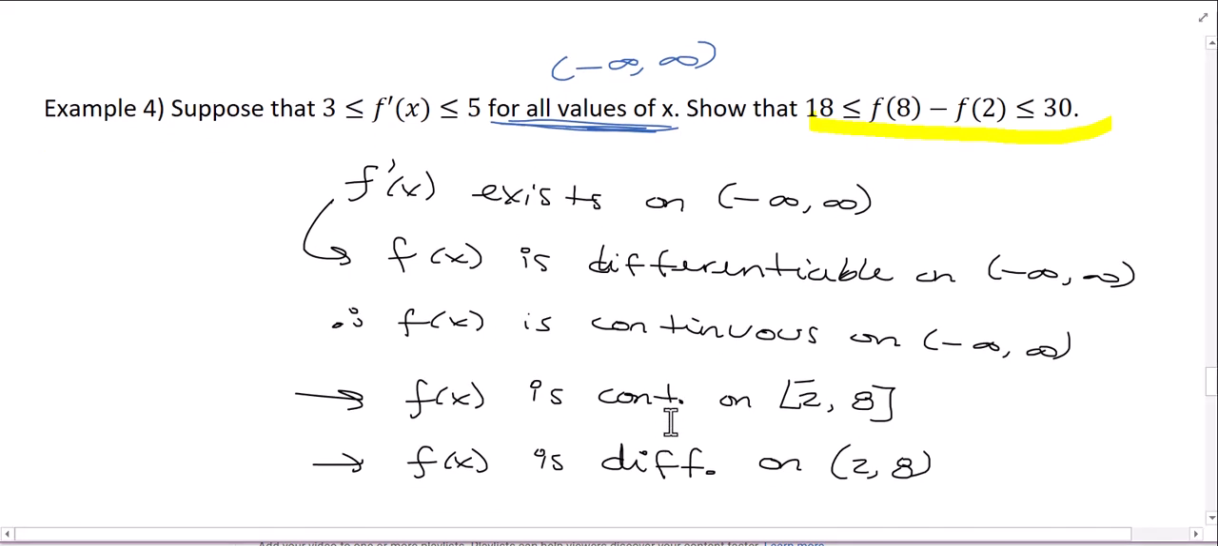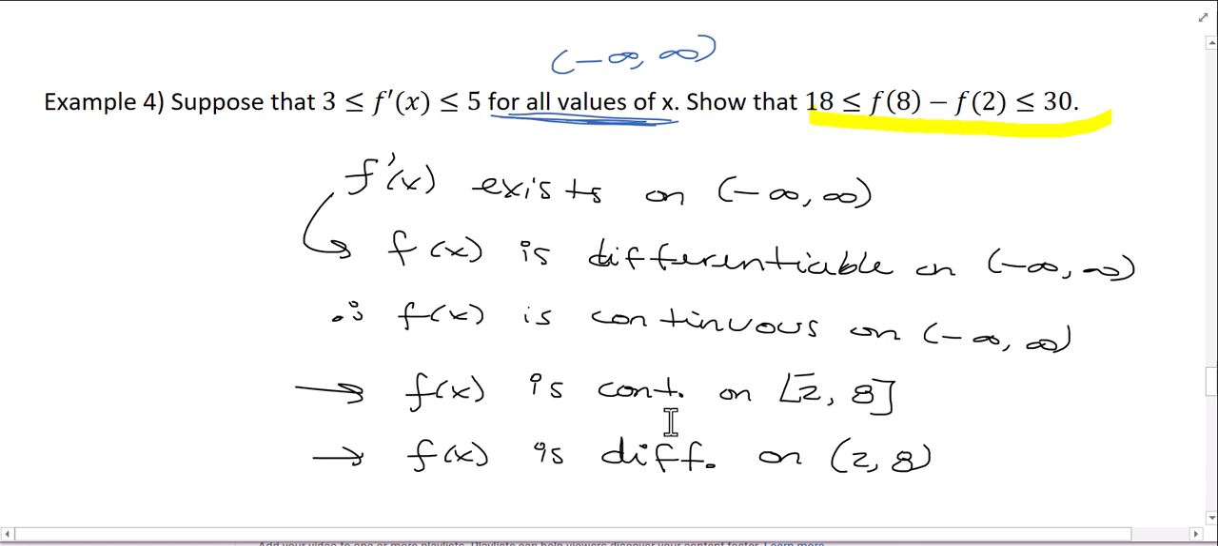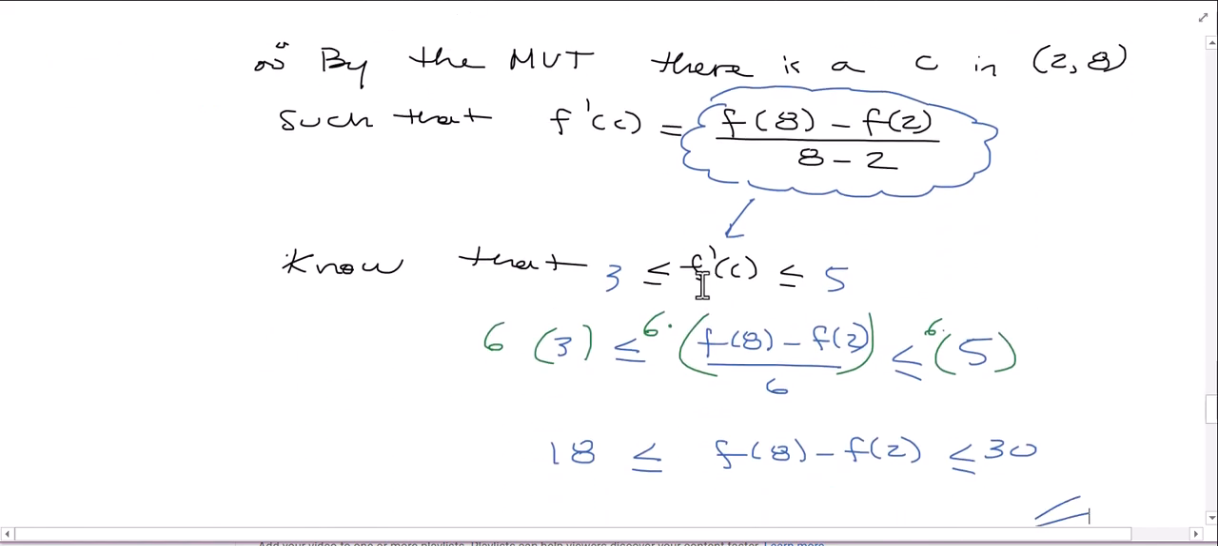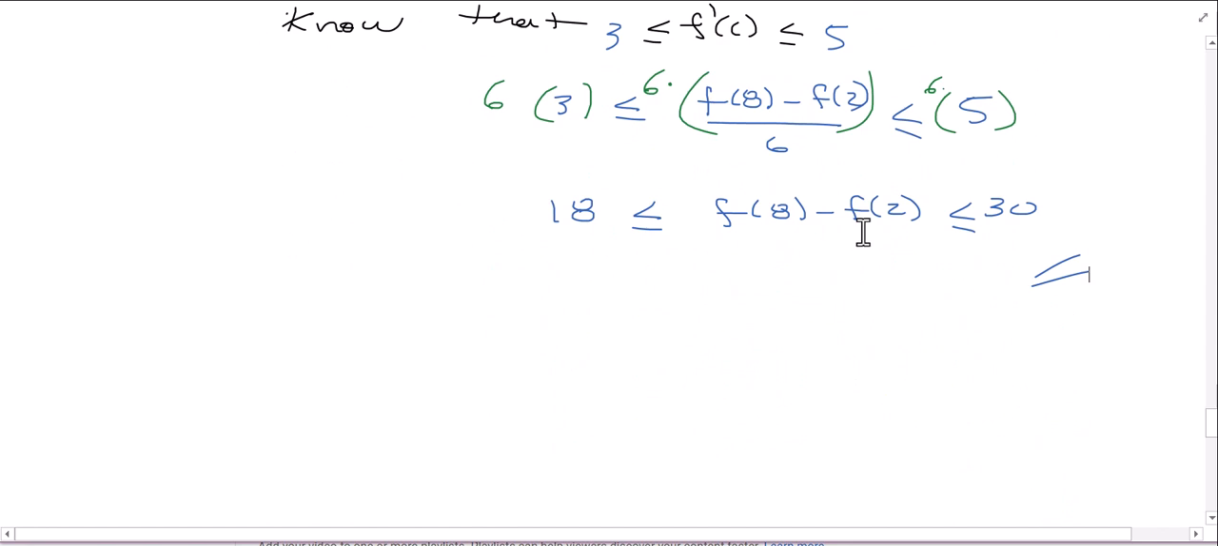And then I need to get my hands on an interval. So how do I get my hands on the interval? What I'm trying to show is something about f of 8 and f of 2. So I'm going to look at the x values 2 and 8, and that's where my closed interval comes from. And then I just put the mean value theorem together, and then use our assumption here. And we have proven that.